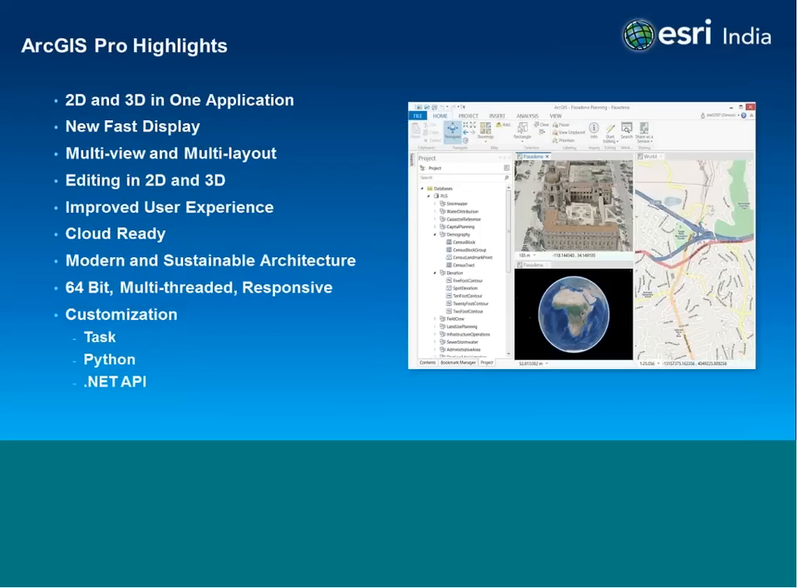So moving from ArcGIS Desktop, there's another tool which we have been talking about a lot, which is ArcGIS Pro. This is an application where you can see 2D and 3D in one application. This is a 64-bit application. Being a 64-bit application, it ensures that whatever work you are trying to do, whatever the size of your data, it takes all the hardware capabilities and the performance of the software is good.